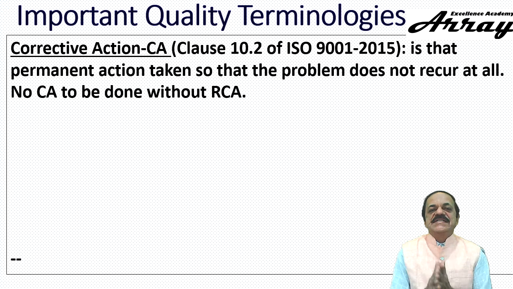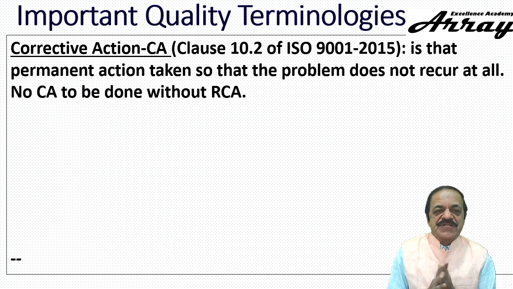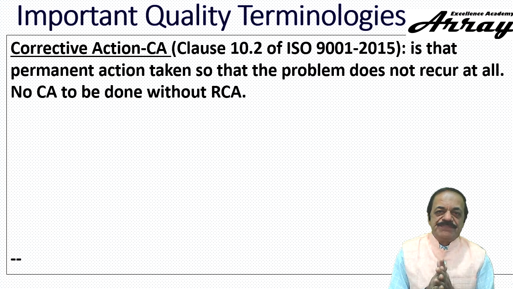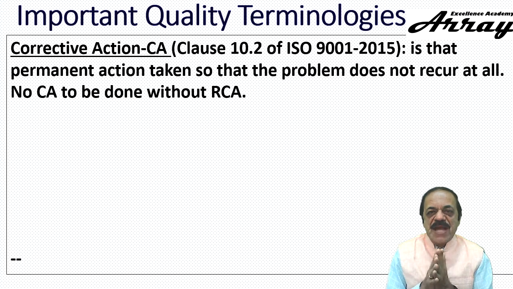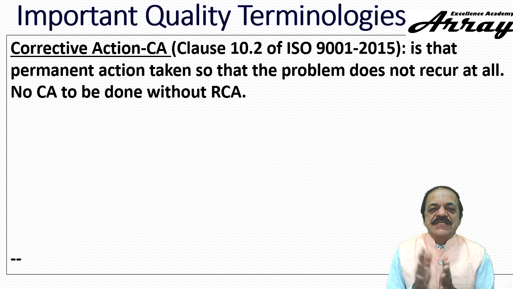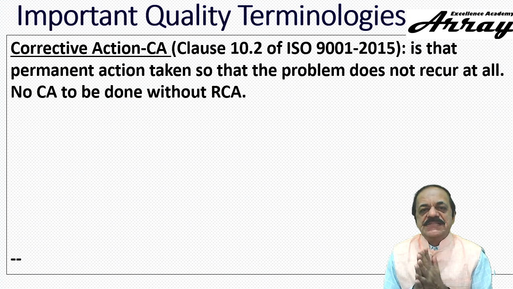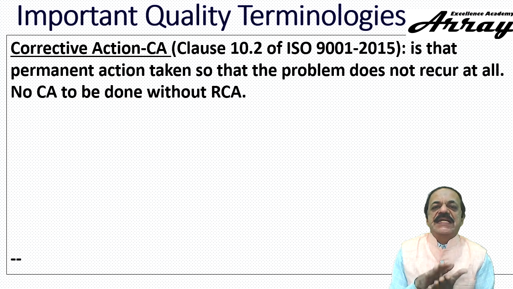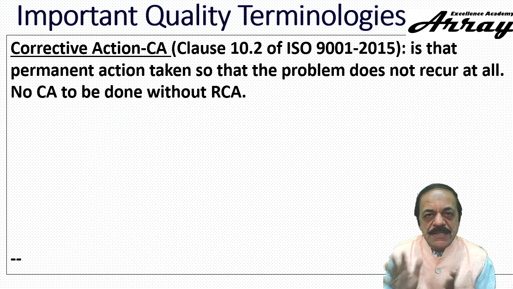Now let us understand what is a corrective action. This is an important word even in ISO also. Corrective action is that permanent action. Please remember, permanent action taken so that the problem does not reoccur at all. The problem is permanently solved. Corrective action is a permanent action taken so that the problem does not reoccur at all.